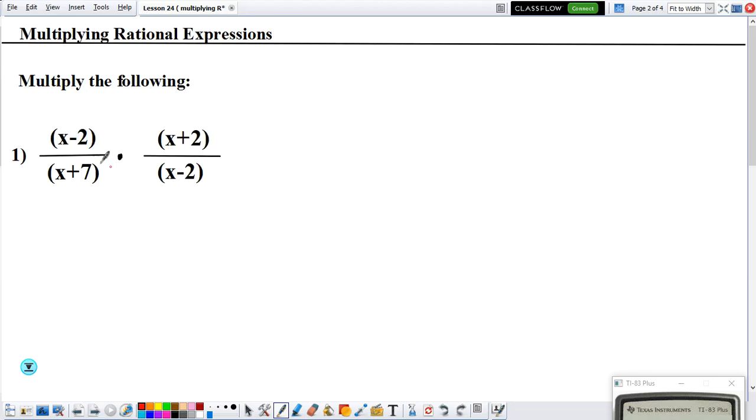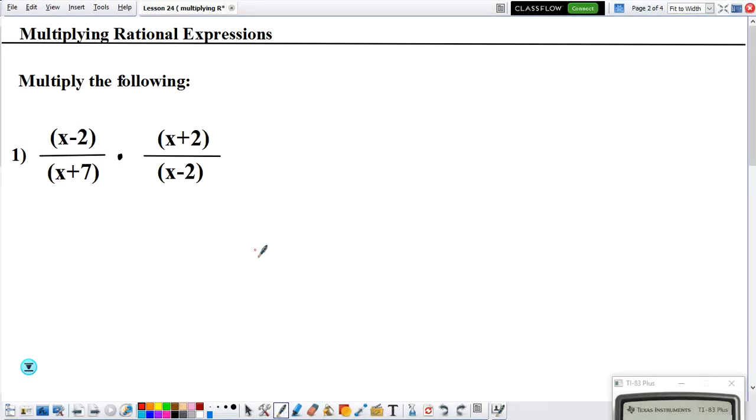Here, let's multiply the following. Now, notice that there's nothing to factor out because the expressions are already in factor form. So now we can move on to the next step, which is we're going to see if anything cancels out. Now, when it comes to multiplication, any expression divided by itself is equal to 1. 5 divided by 5 equals 1. 3 divided by 3 equals 1.